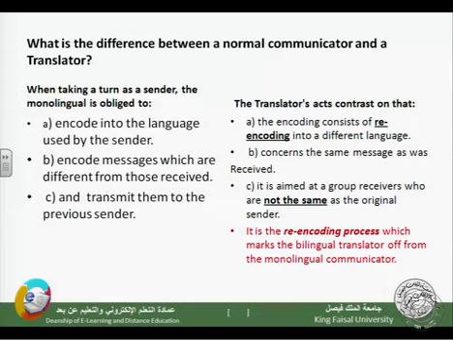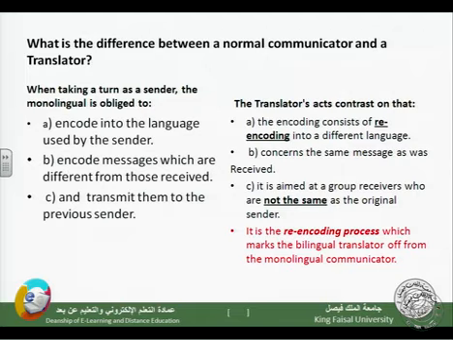Number 3, or number C, the monolingual transmits this message to the previous sender, the same sender. You are talking to me, I need to transmit the message to you, not to somebody else. Whereas the translator has to aim at a different group of receivers who are not the same as the original sender.